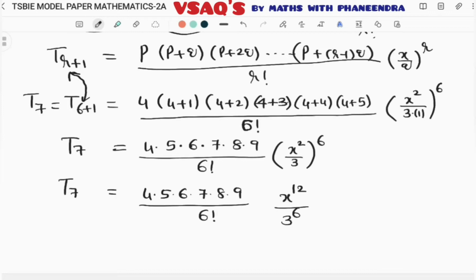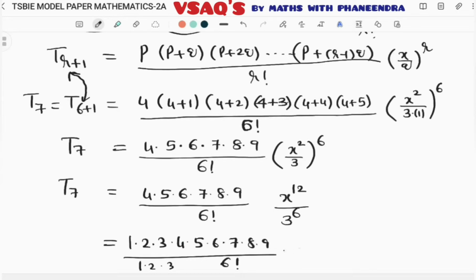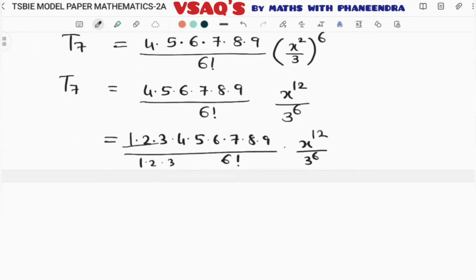Even if you want to simplify, in the denominator 6 factorial is there. To get 6 factorial, you multiply both numerator and denominator by 1 into 2 into 3. Remaining here is 4 into 5 into 6 into 7 into 8 into 9 into x power 12 divided by 3 power 6. The 6 factorial and the product of 6 will be cancelled. The remaining three 3s are there, here also another 3, and here 5 times, 3 power 5. Two 1s, two 4s: so 4 into 7 is 28, divided by 3 power 5.